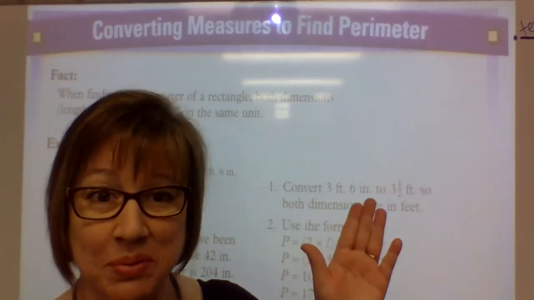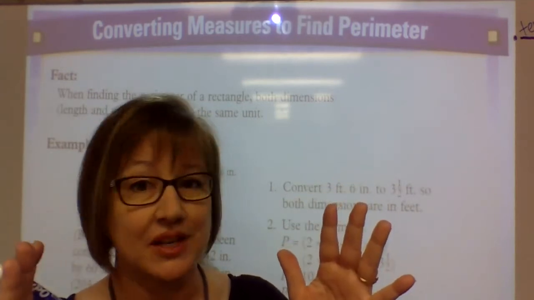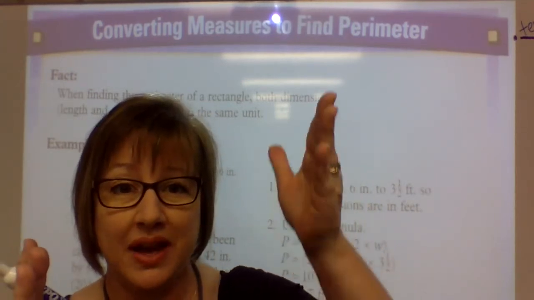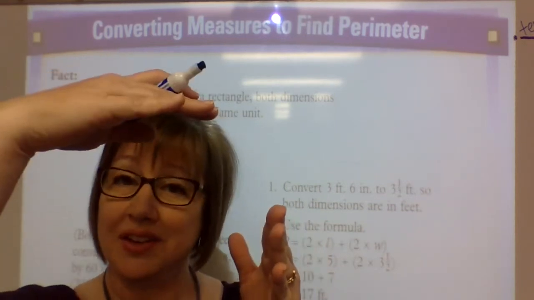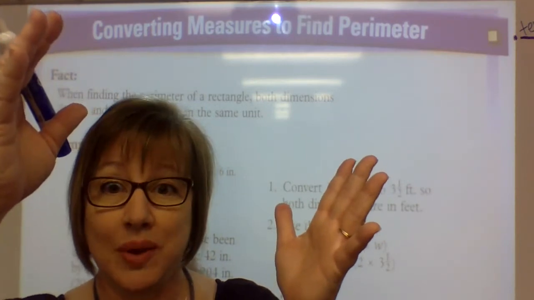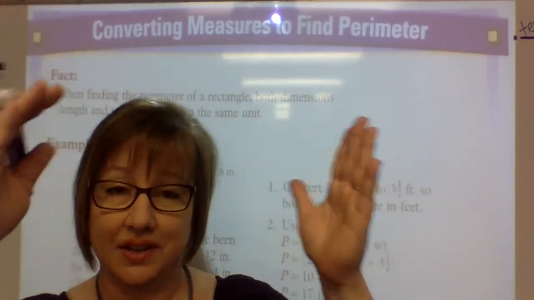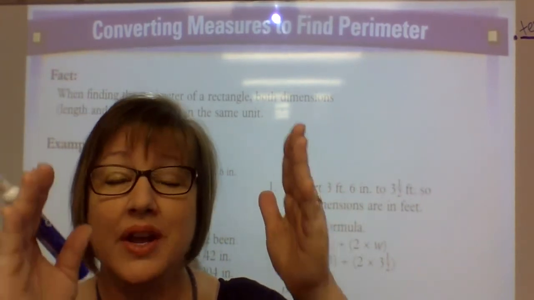Okay, more perimeter, except this time we're going to have two different measurements. The only difference is maybe this measurement is in inches and this measurement is in feet. And you know you can't just add together inches and feet, which is what we do with perimeter, right? You add around the object or the figure, whatever it is, the shape that you're measuring.